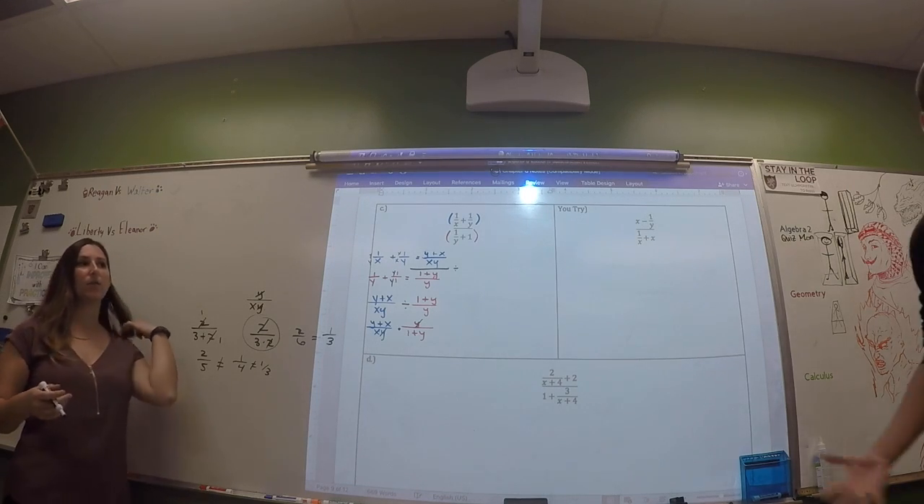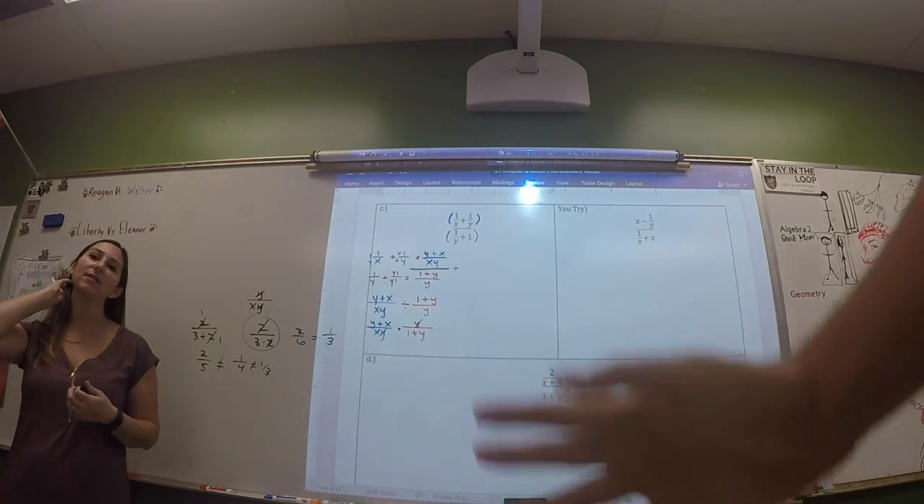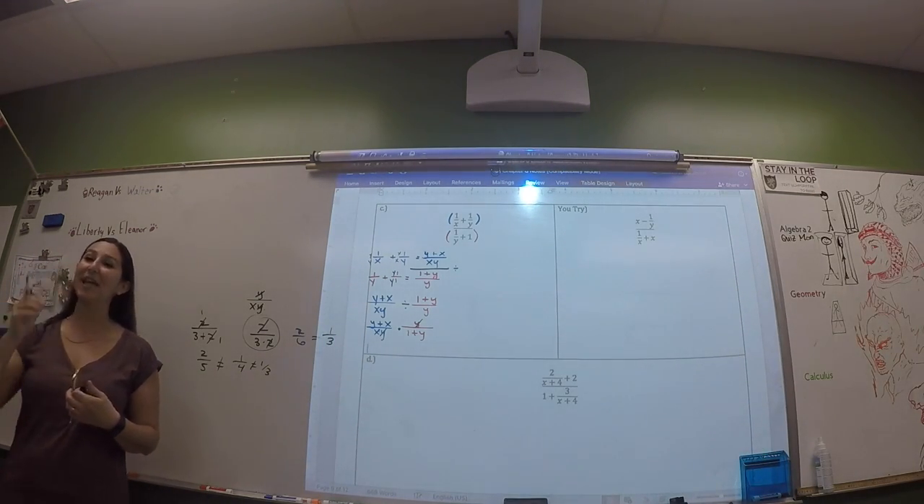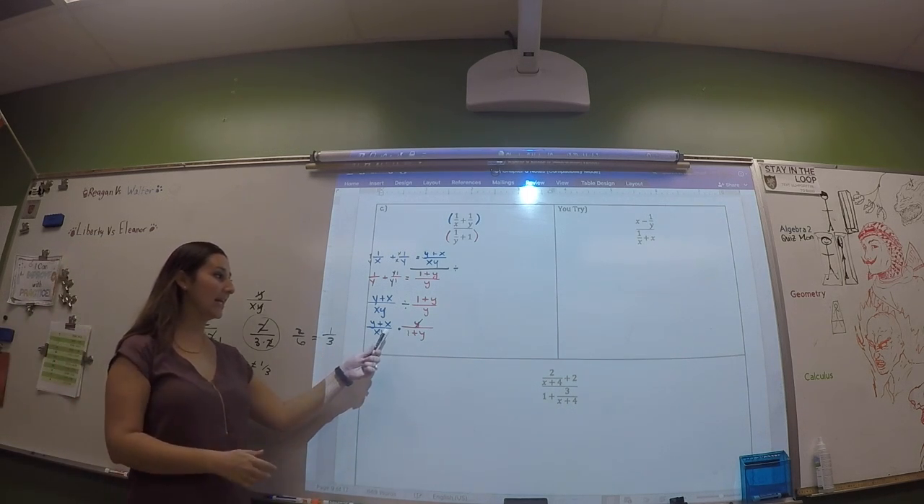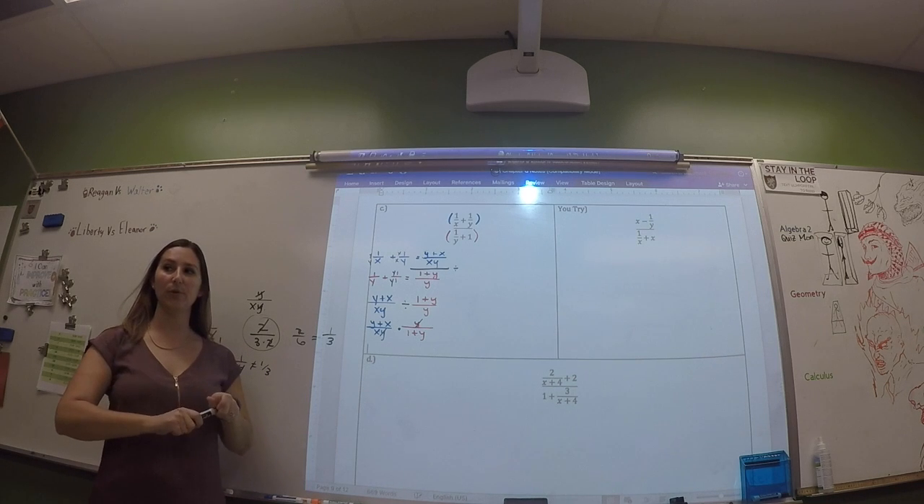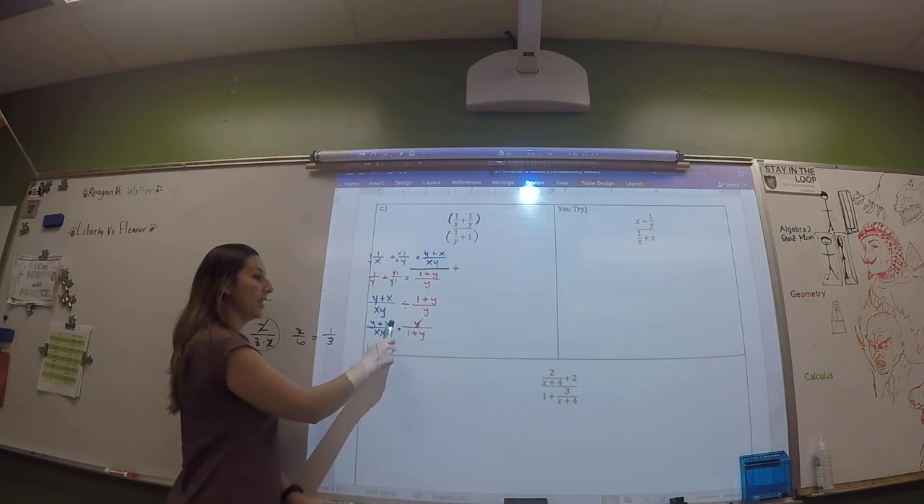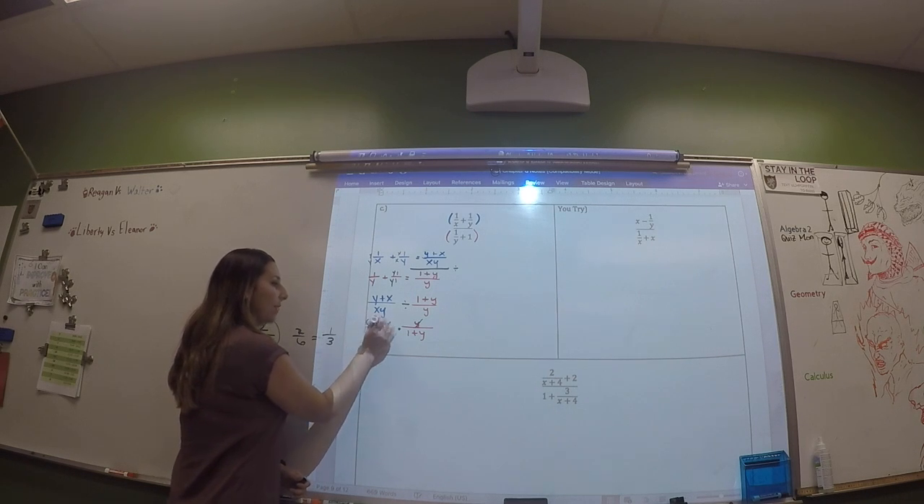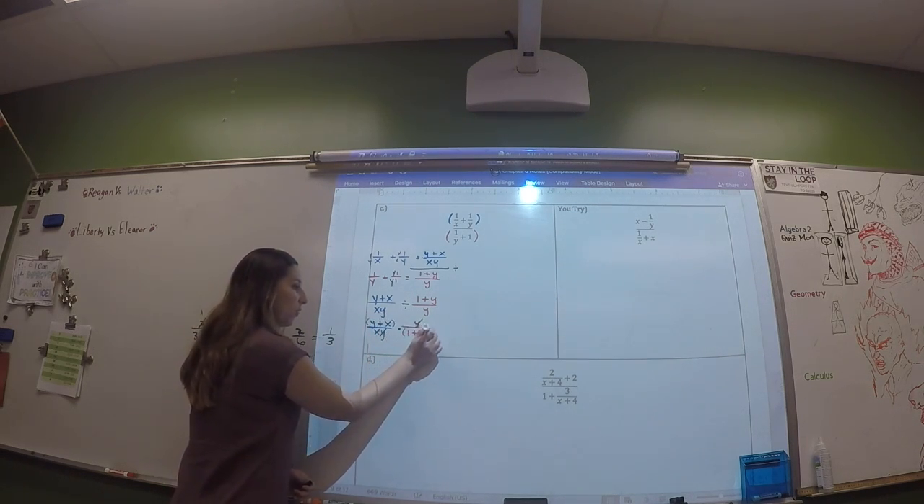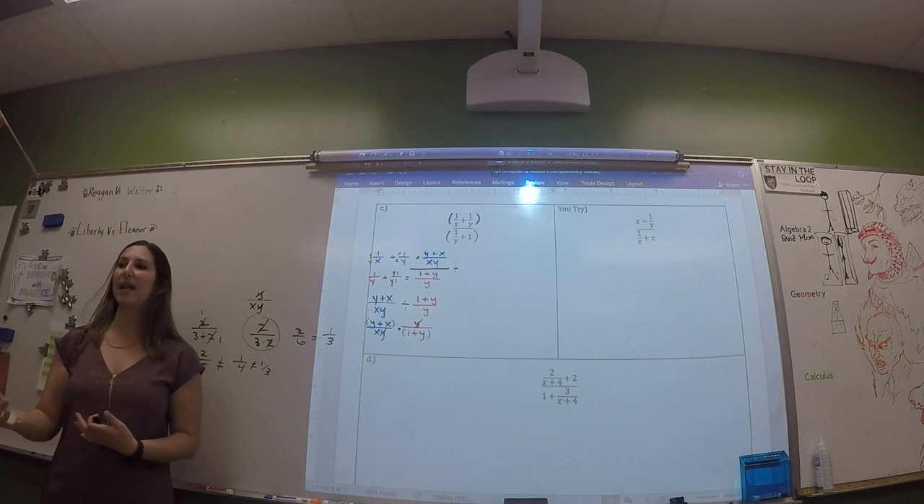You can only cancel factors. So we can cancel these x's. What we can't do, looking the other way, is cancel this y and this y, because this is a y plus x and this is a y plus 1. We can't cancel those. They're not the same.